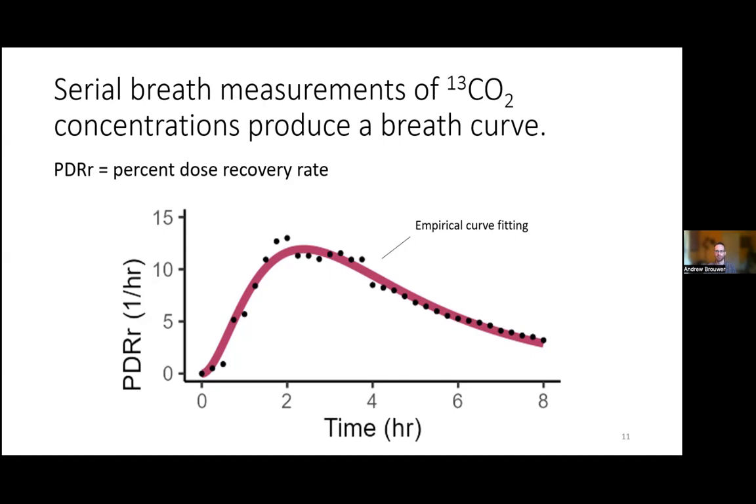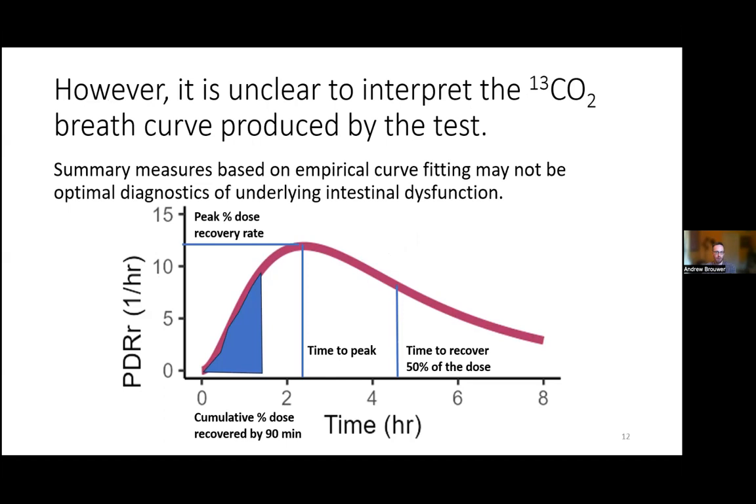If you were to integrate this curve, it could be as big as 1, although you'll not necessarily recover the whole dose because it can also be excreted in urine. Here I have a set of breath points and a curve that I've just fit with empirical curve fitting. However, it's really unclear what aspects of this curve tell us anything, if anything, about gut dysfunction.